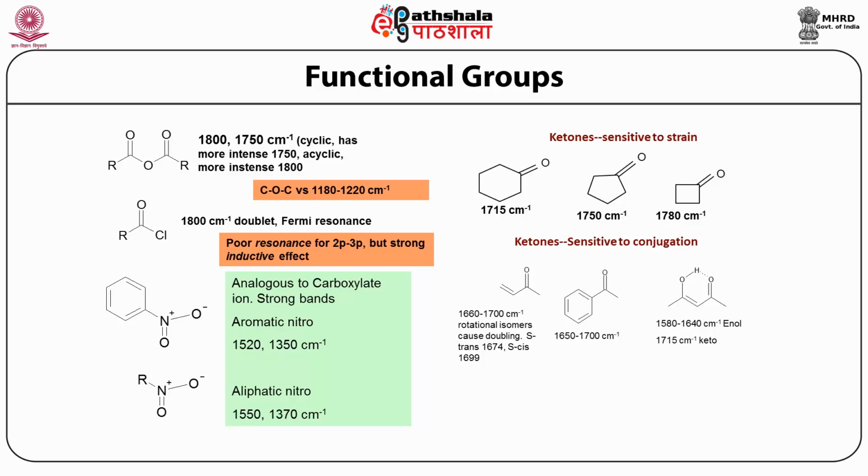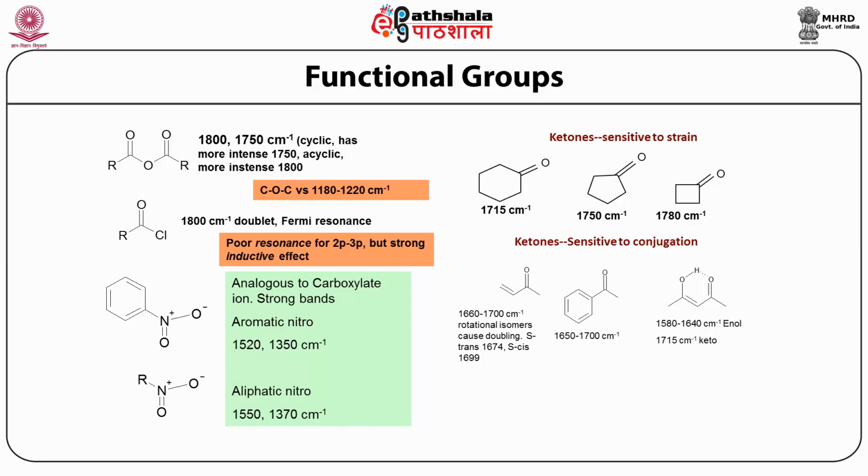Ketones also have a good peak. If it is associated with cyclohexane, it gives 1715 per centimeter, cyclopentene 1750, and cyclobutane gives 1780. Ketone is also very sensitive to conjugation. Intensity is observed at 1660 to 1700.